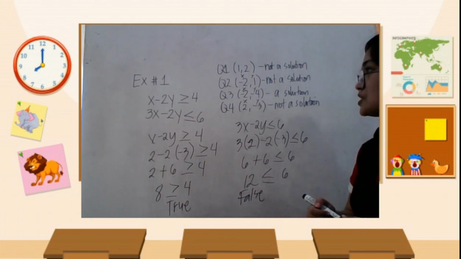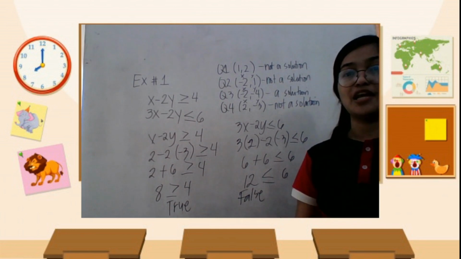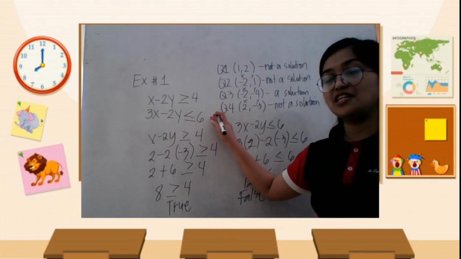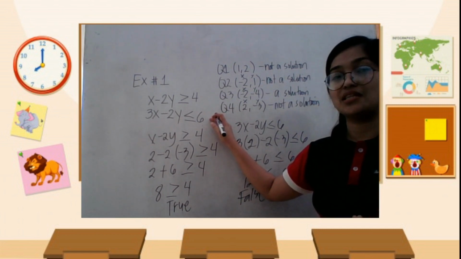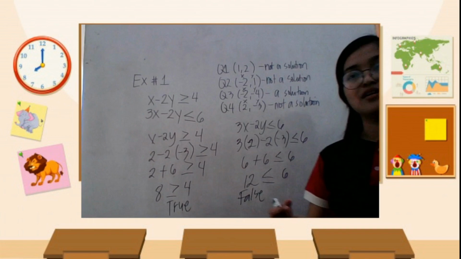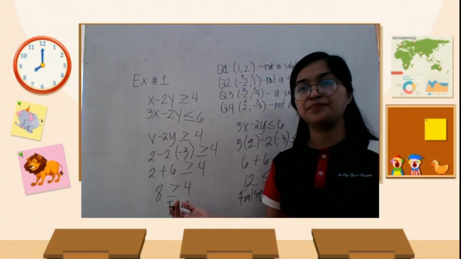Okay? So, ganun lamang po siya, pareho po nang na-discuss ko ng lesson 1. Ang pinagkaiba lang nila, dalawa po ang ating linear inequalities. At yun nga po ang tinatawag nating systems of linear inequalities. But they are having the same process. Okay?